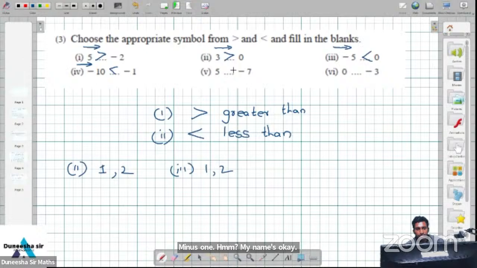How do we read the fifth one? What is the greater number, 5 or -7? 5. Now how do we read it? 5 greater than -7. Yes. Sixth one, how do we read it? 0 greater than -3. 0 greater than -3.